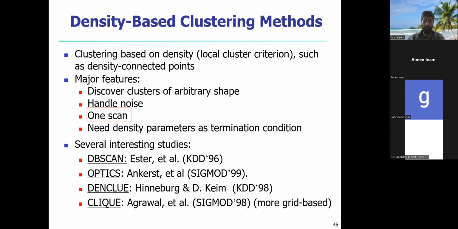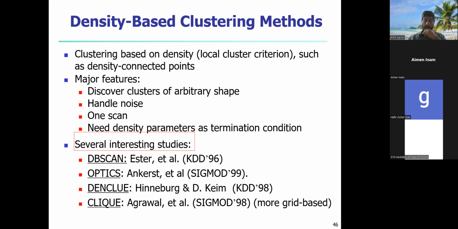You typically need one scan over the data set, but of course that one scan would require n square or n log n operations. Density-based clustering algorithms have some parameters, and many of these algorithms are sensitive to the selection of these parameters. Of course, these parameters do not include the number of clusters. The number of clusters is automatically found by the algorithm. The parameters are for defining the density. As we will see, they are EPS and min points. EPS is a radius parameter, and minimum points is the number of points in that radius.